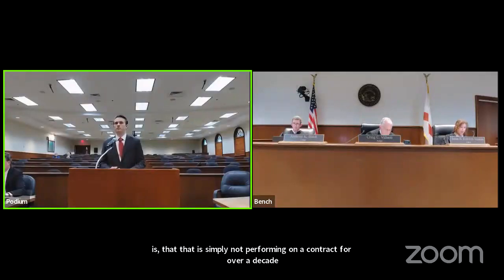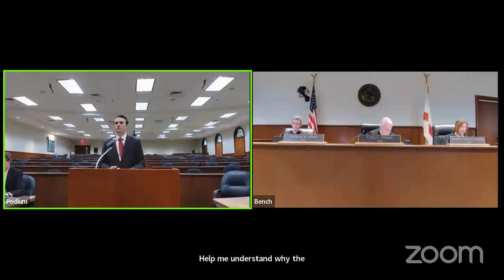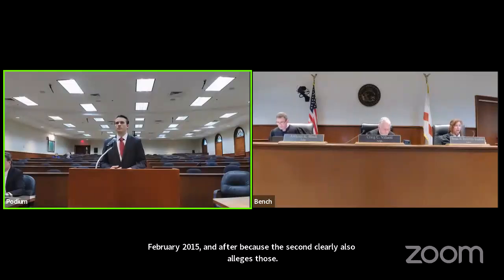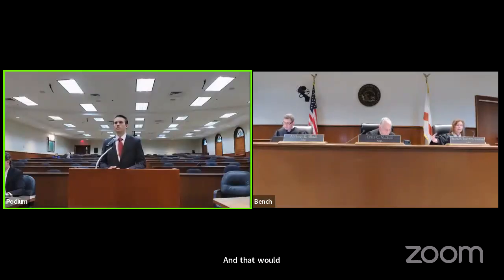court in its summary judgment order said you also can't foreclose based on defaults from February 2015 and after, because the second complaint clearly also alleges those. And that would be the balance. You can't go after them for this period, but they're still not paying. So go after them for that period.